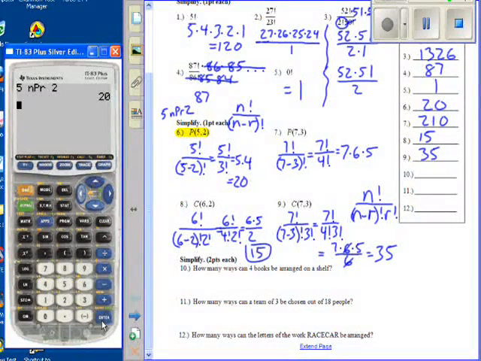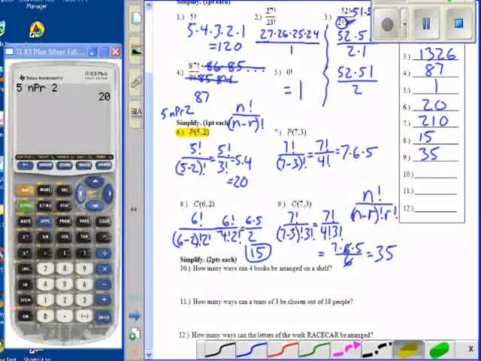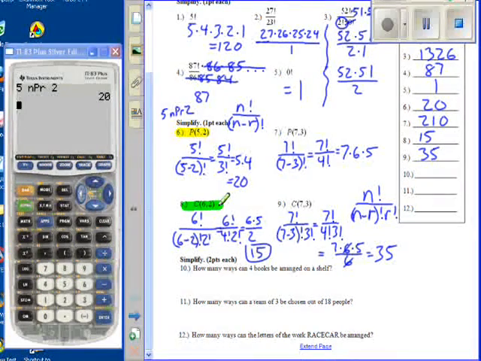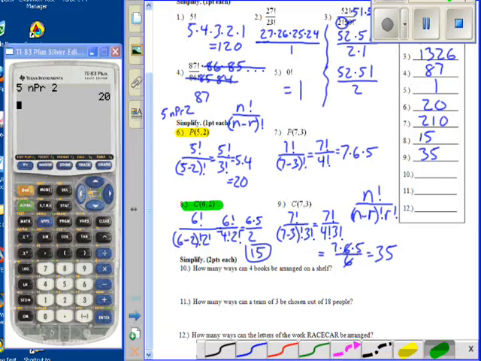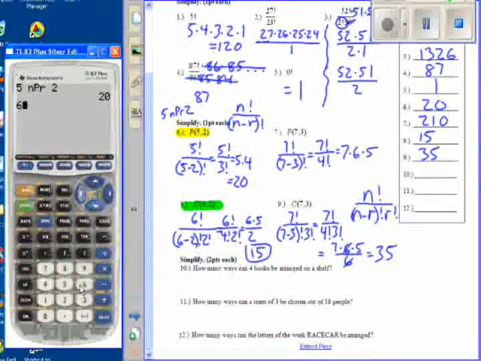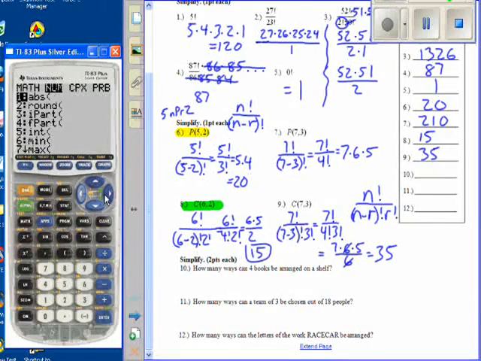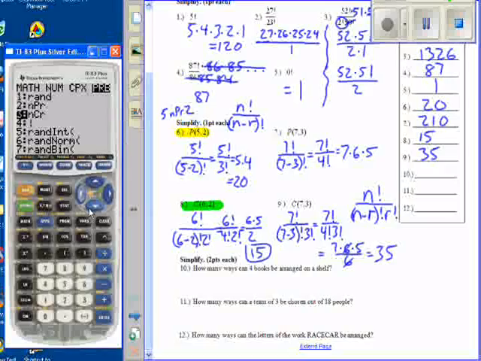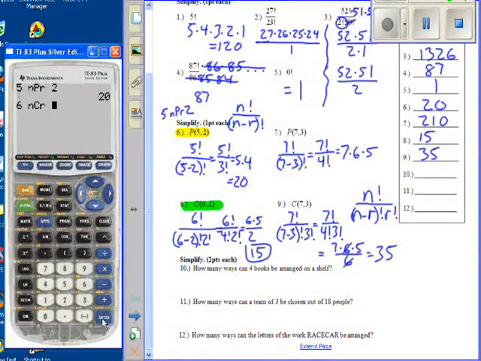Okay. The combination, I'll look at number 8 real quickly. Very similar, almost exactly the same thing. We punch in the 6 first. Then we hit the math over to the probability section. And now we go down to combination and then the 2. So it's 6 choose 2 with a combination. And there it is, 15. Okay? So that's how we do it using the calculator.